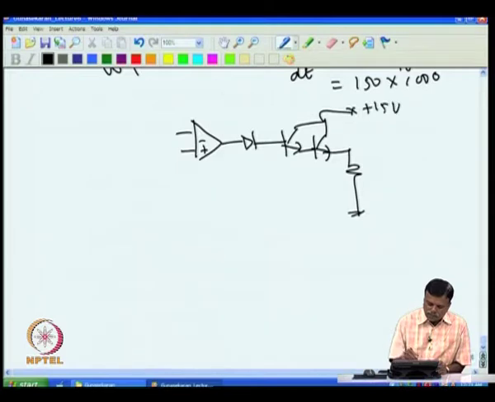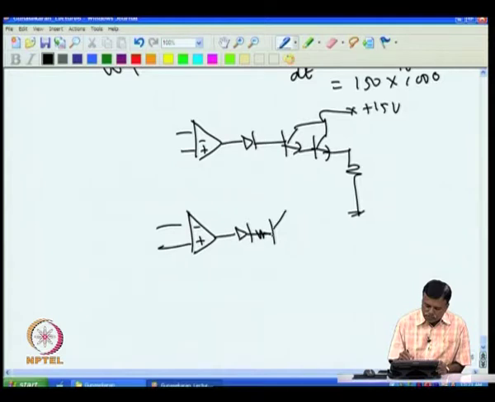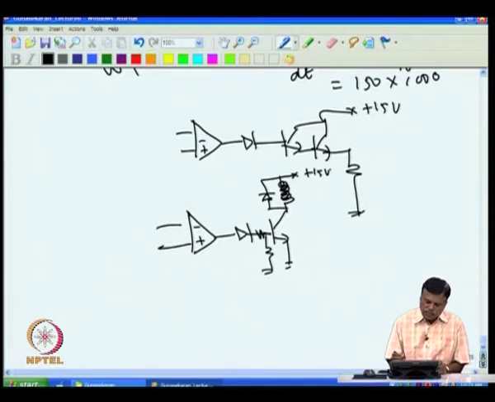Here plus 15, and the second circuit I had shown has this, then a diode, then I switched on and off. I put a relay, and then this plus 15, that is the second way of doing it. There is yet another way of doing it. For example, I can also do it like this.